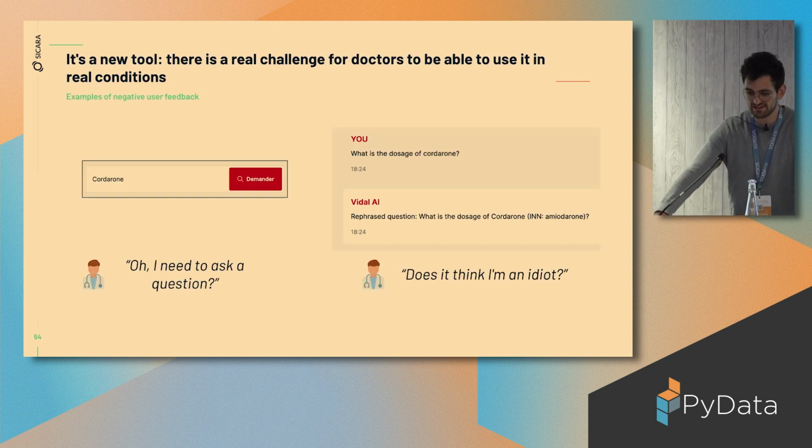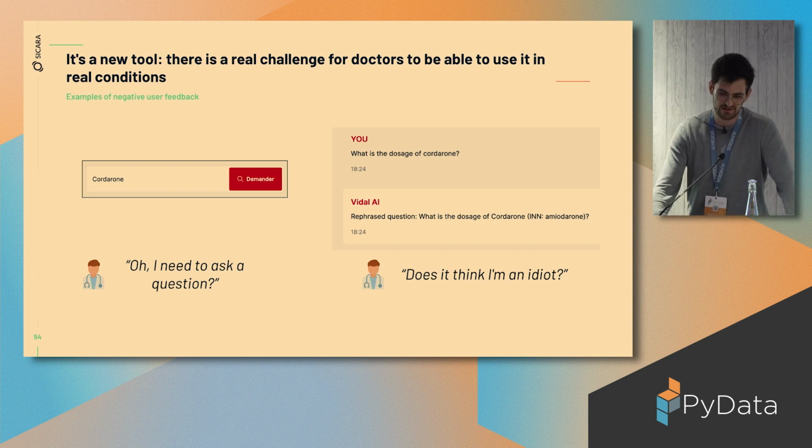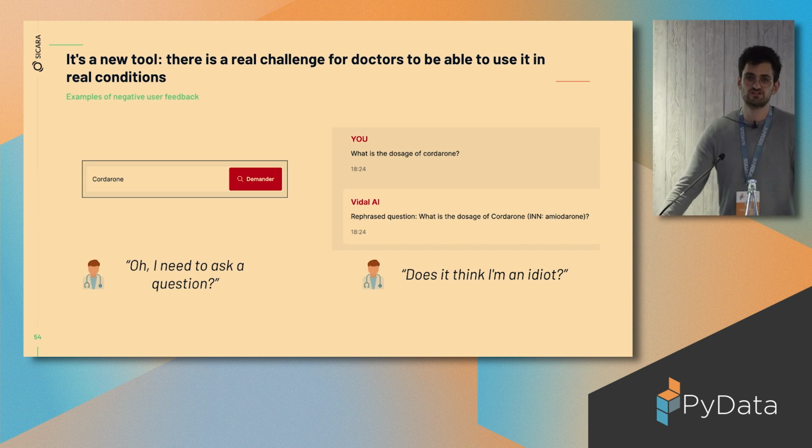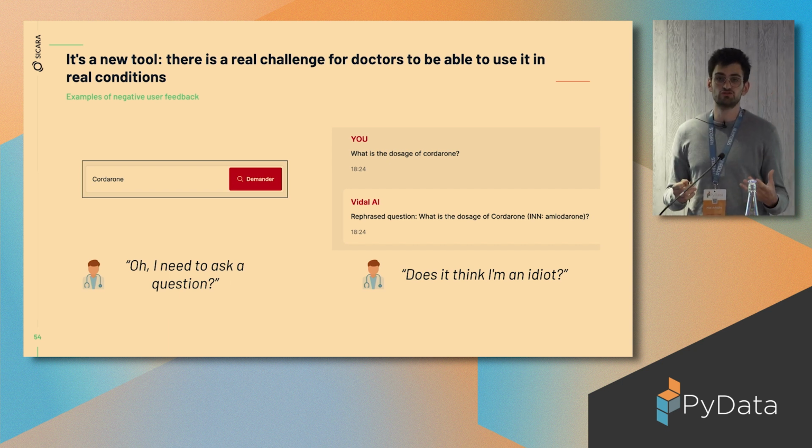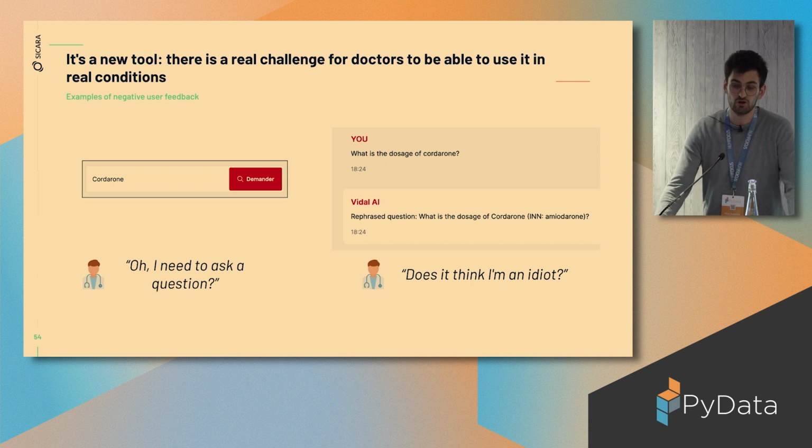So what's next? Of course, it's not in production yet. There will be a real challenge for adoption and for usability. So we worked a lot on usability, but it's not finished yet. For instance, we put it in the hand of some new people. They were used to type code, like they used it as they would use the real Vidal. So not asking a question, but just putting in a word.